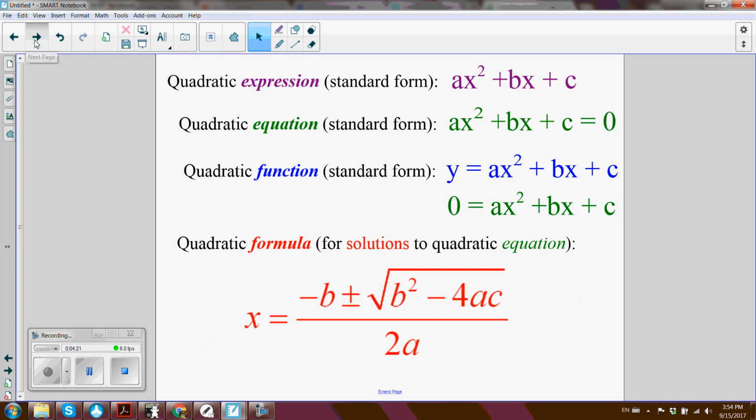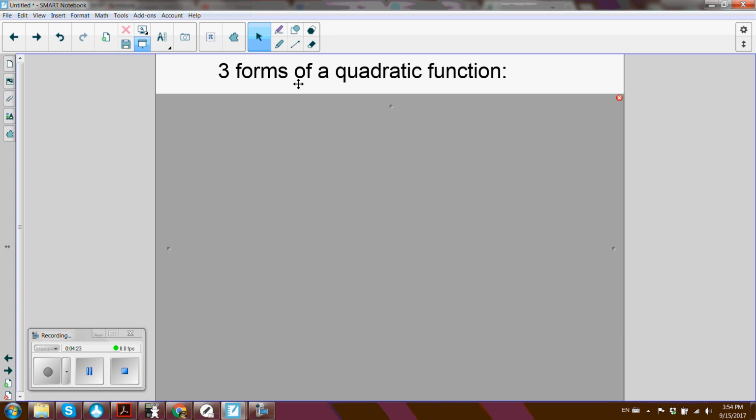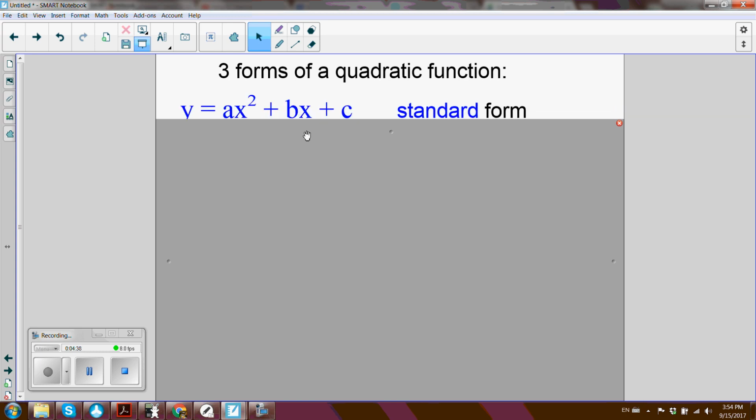Okay, so now let's talk about the three different forms that a quadratic function can be written in, and each form has its advantages and disadvantages, which we'll talk about. I'll probably create a separate video for each form. But the three forms are the standard form, which I've already shown you, because this is the one that we distinguish from a linear function, and if we leave off the ax squared part, we've got linear. If we leave off the ax squared plus bx part, we've got a constant function.